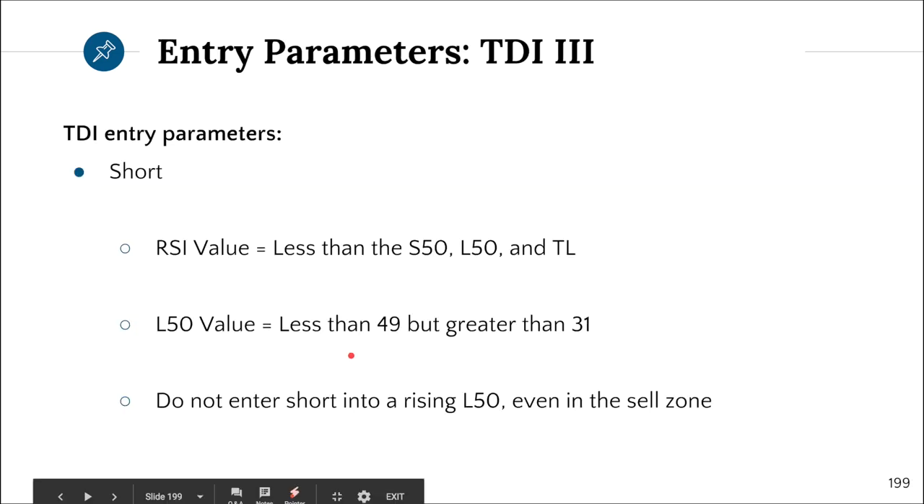Now let's talk about the TDI entry parameters when you're looking to go short. It's going to be exactly the opposite of everything I just told you. The RSI value has to be less than the stationary 50, which would mean in the sell zone. You want the RSI to also be under the liquid 50 and under the trend line. You want the liquid 50 value to be less than 49, so not at reset at 50, but greater than 31, not oversold. 30 is oversold.